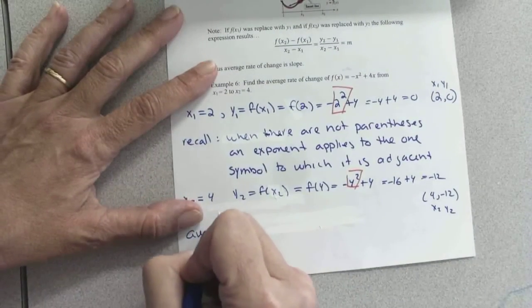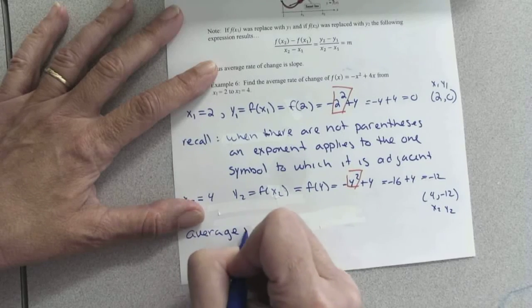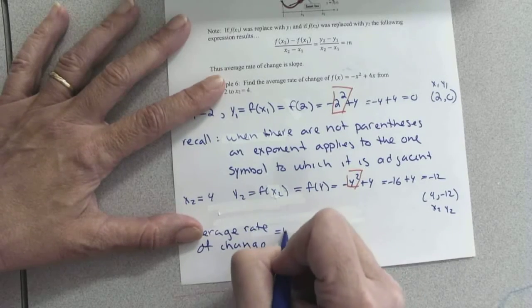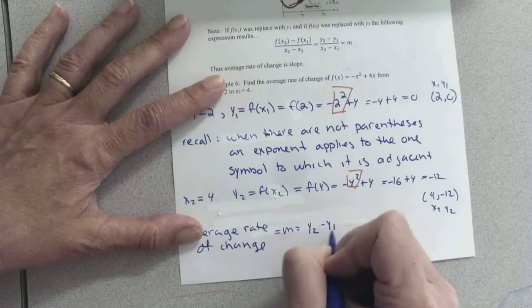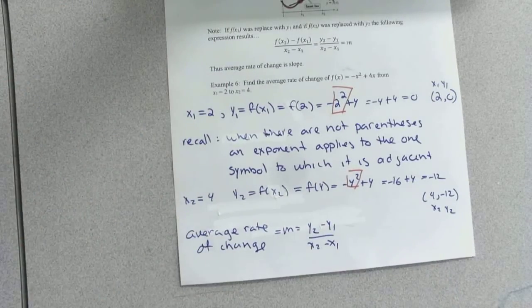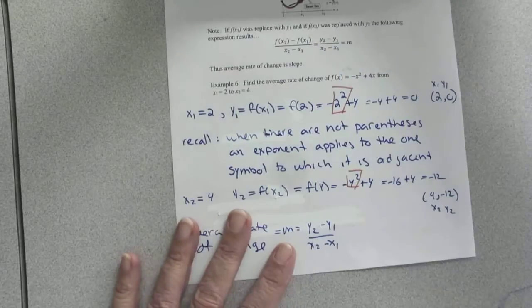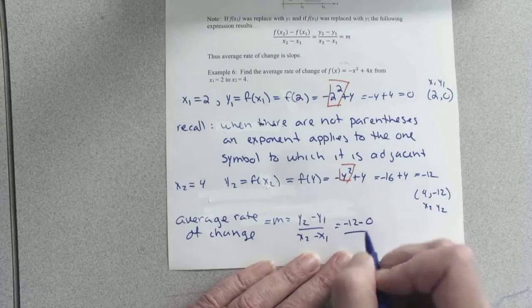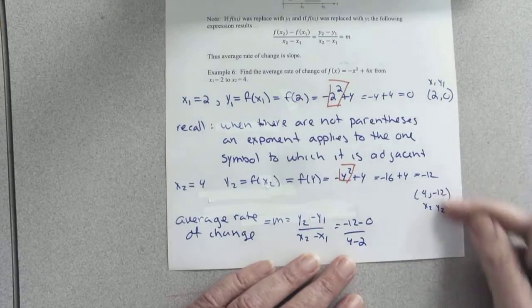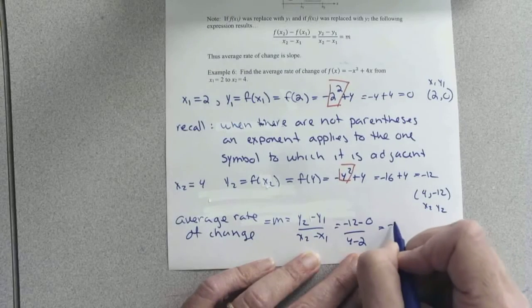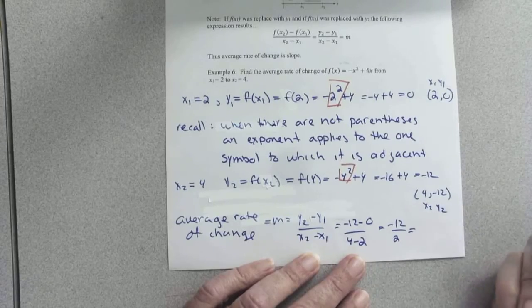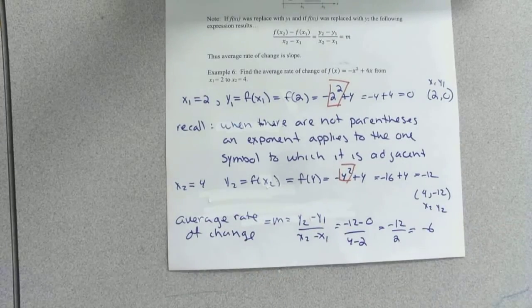And so then the average rate of change is just my slope, which is just y2 minus y1 over x2 minus x1. We don't need to memorize a funky formula with f's in it. And so negative 12 minus 0 over 4 minus 2, just using my points over here. So negative 12 over 2 for negative 6. And there's my average rate of change.